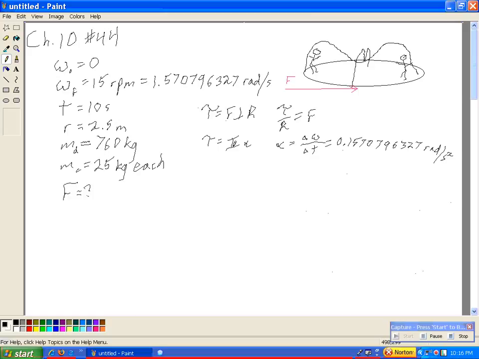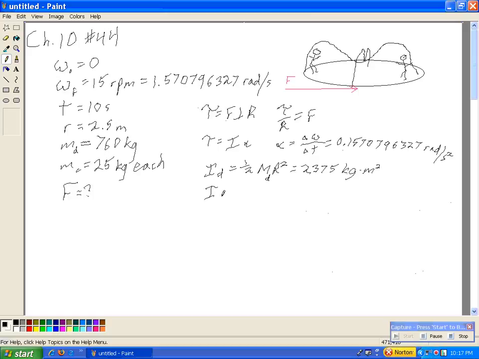So we have that. Now we need to find the moment of inertia. It's a little more tricky, but the moment of inertia for the disk is 1/2 mr squared. It comes out to 2375 kilogram meters squared. I took the mass of the disk, multiplied it by the radius squared, and then took half of that.